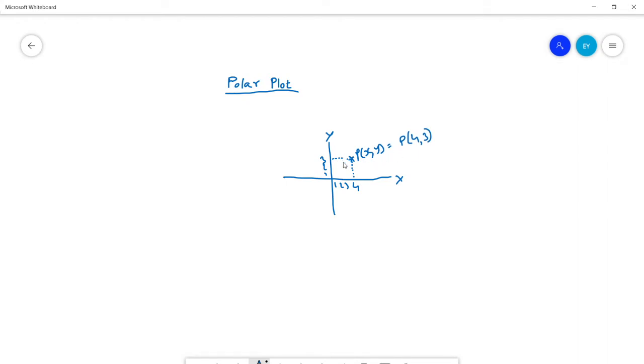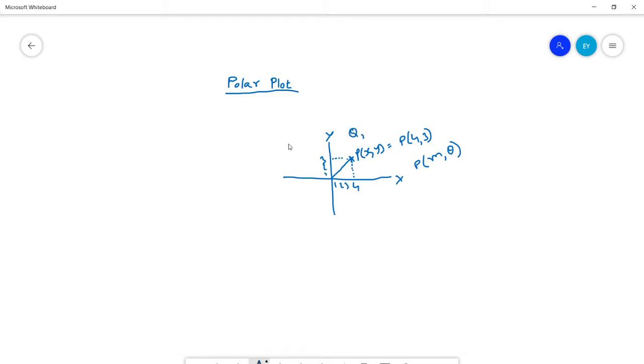If you want to represent the same point in polar coordinates, we need to represent it as P of magnitude, say M, comma theta. Theta is the angle. At what magnitude the point is located, and what angle it makes with respect to the axis. And one more important point I want to tell you is about the quadrants, and you will know better.